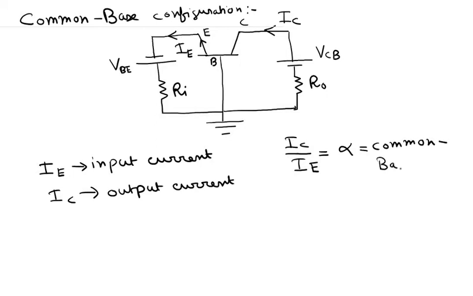So I mentioned this term common base current gain earlier. Now I hope it is clear why this quantity IC by IE is known as the common base current gain. Okay. Next, let us see the characteristics of this common base configuration of the transistor.